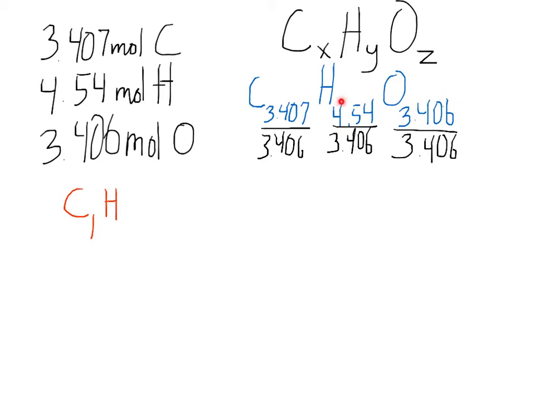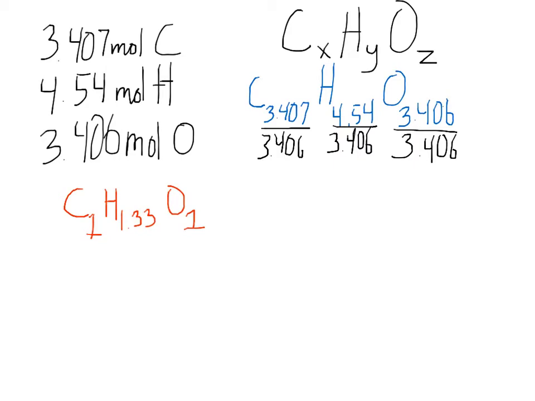The 4.54 divided by 3.406 equals 1.33. Yeah, that's good. And then 3.406 divided by 3.406, well, if you plug that in your calculator, that should come out as 1 again. Okay? Alright, so now we have two of them in whole numbers, so those are good. But one of them is still not a whole number.